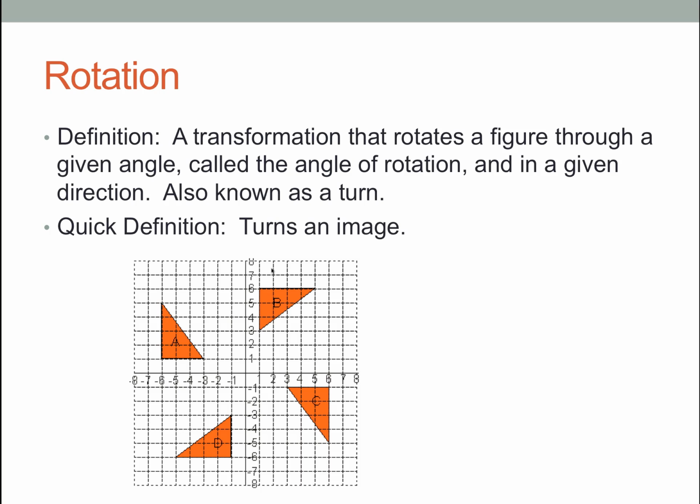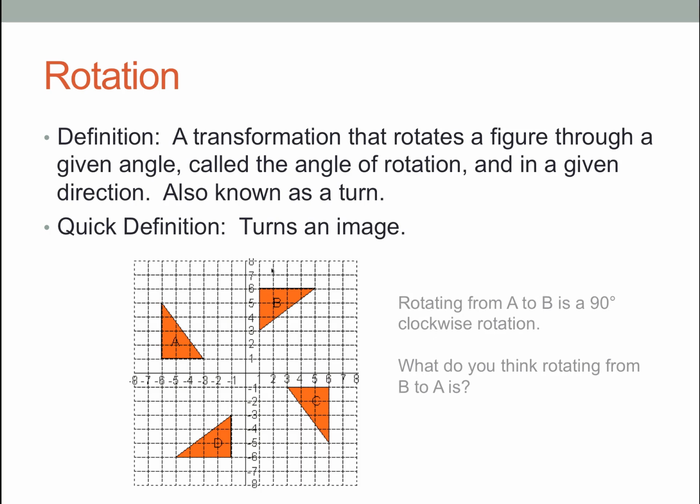All right, let's get into rotation. So the definition of rotation is a transformation that rotates a figure through a given angle, called the angle of rotation, and in a given direction also. It's also known as a turn. I like the quick definition. Turns an image. Easy to remember. So let's look at this one, this rotation.